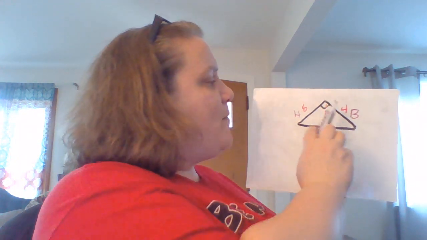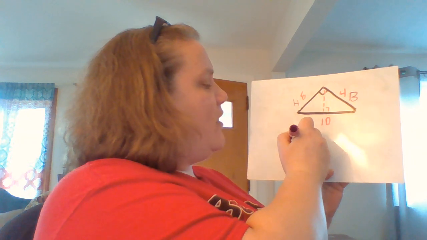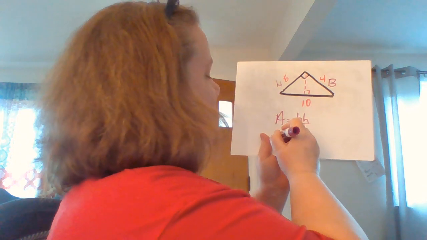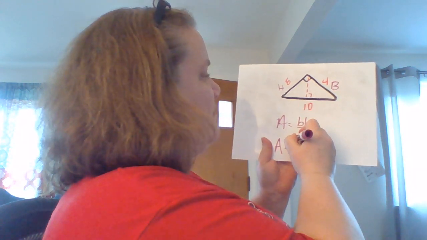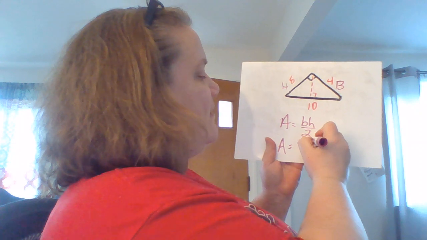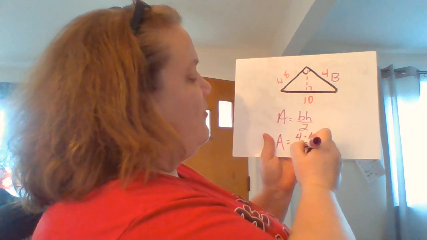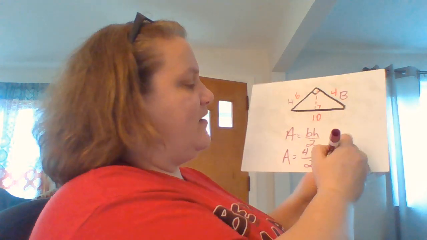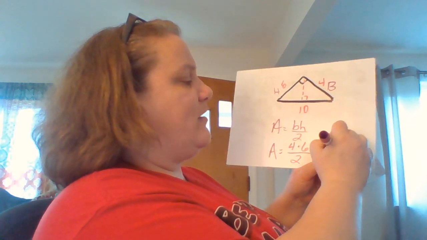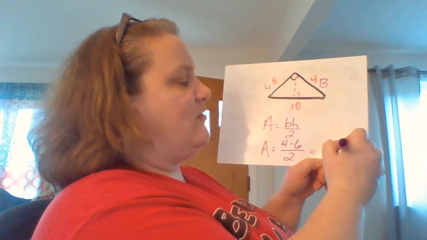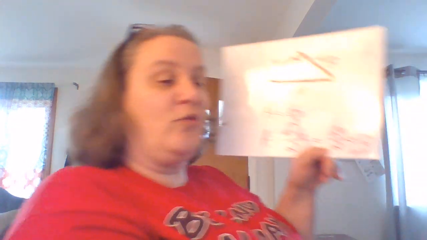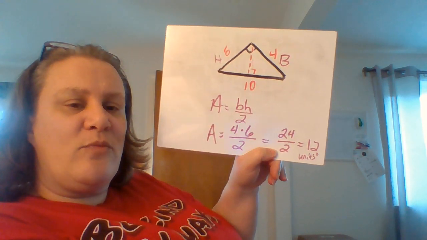So if our base is 4, we know area equals base times height divided by 2. If the base is 4 and the height is 6, and then we divide those by 2, we just have to do the math. 4 times 6 is 24. We still have to divide by 2, which gives us 12. And then we don't know the units, so we're just going to say 12 units squared.